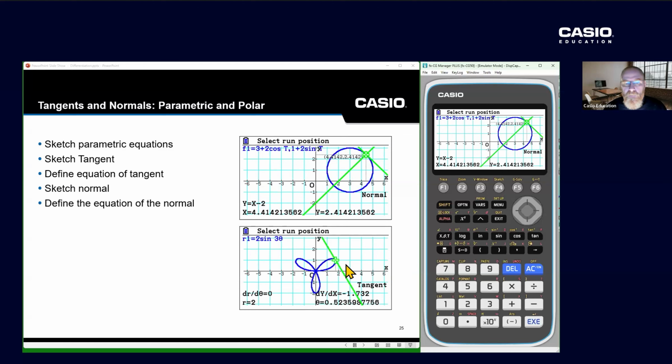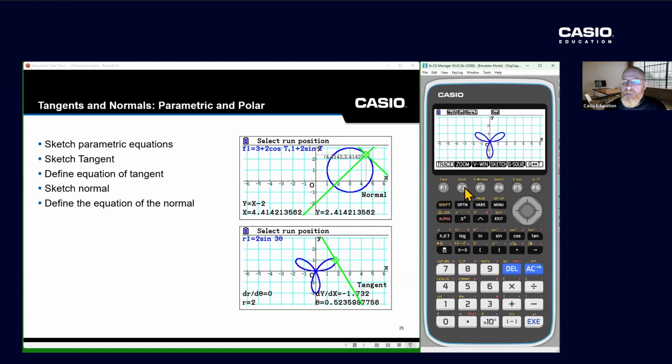You can also do it with polars. So just quickly exiting that and deleting these functions. Let's change the type to polar. This is, was it 2 sine 3 theta to give me the petals? And there is my drawing.